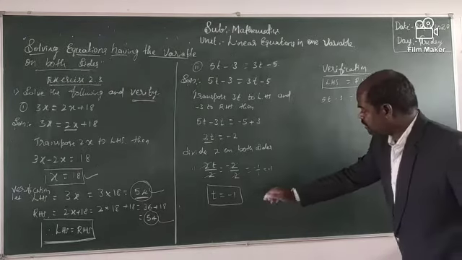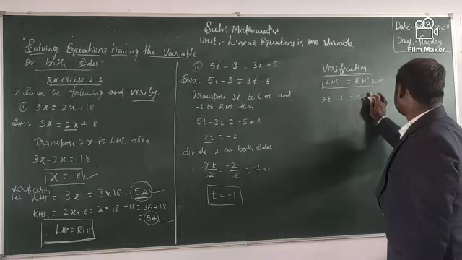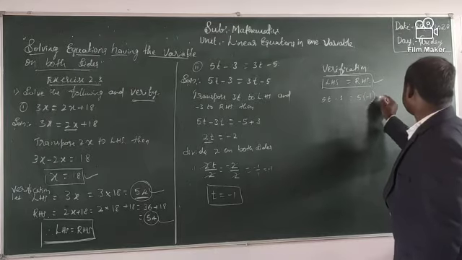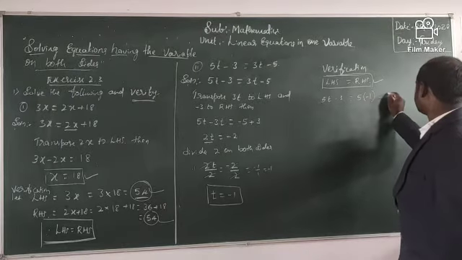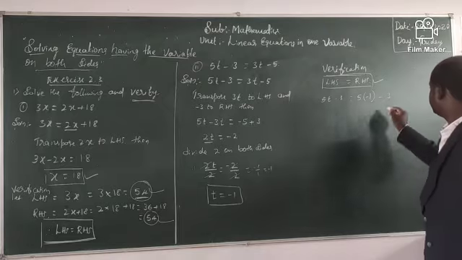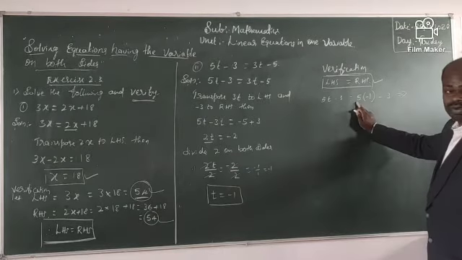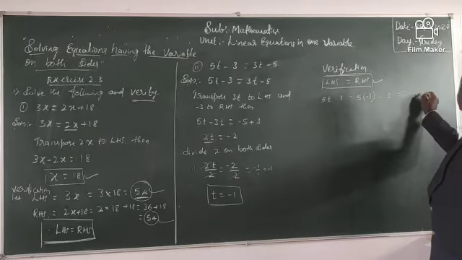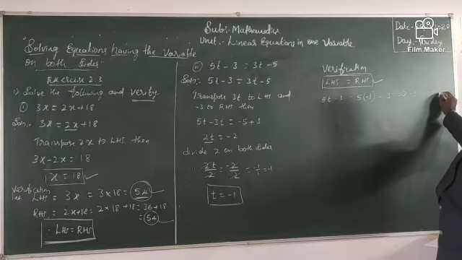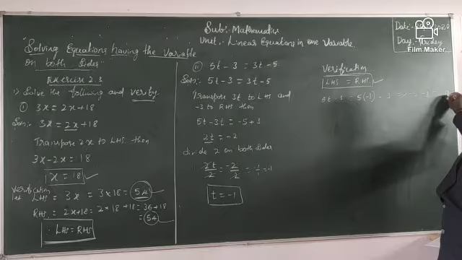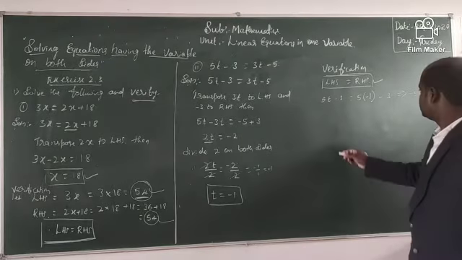And what is the value of t? The value of t is minus 1. So 5 into minus 1 minus 3, which is equal to minus 5 minus 3, that is minus 8. Okay. Next, RHS.